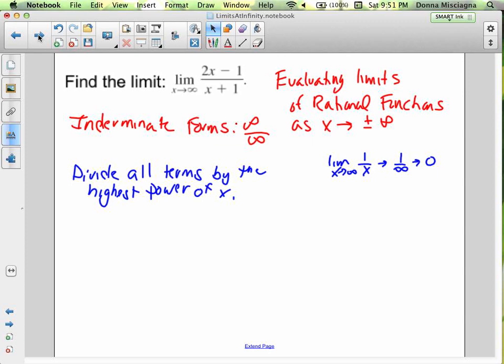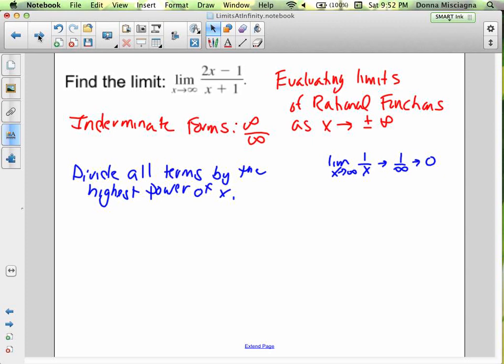All right, so we want the limit as x approaches infinity of 2x minus 1 divided by x plus 1. This is an indeterminate form. We're going to divide all terms by the highest power of x. And we're going to use this for evaluating limits of rational functions as x approaches positive or negative infinity. Do not use this technique if x is approaching a finite value. Only for positive or negative infinity.